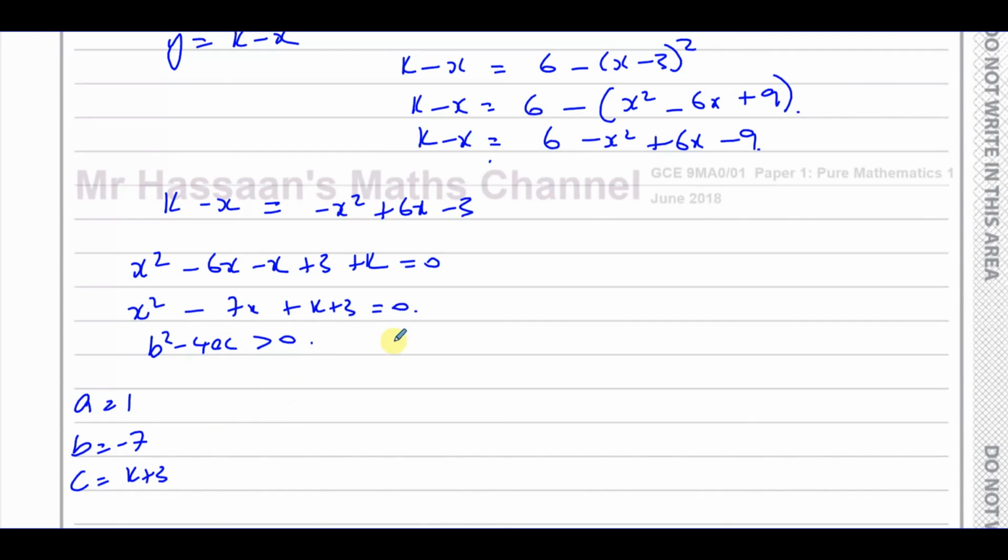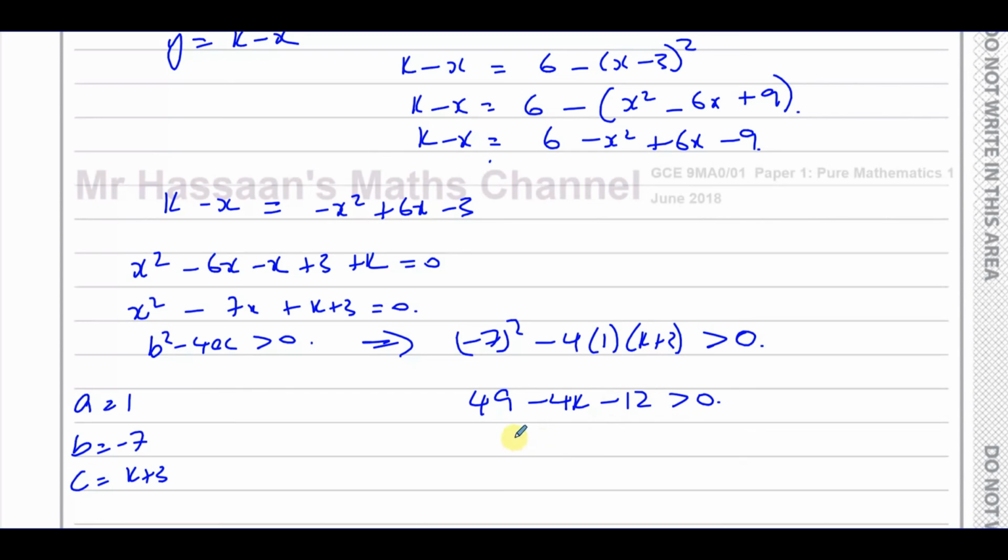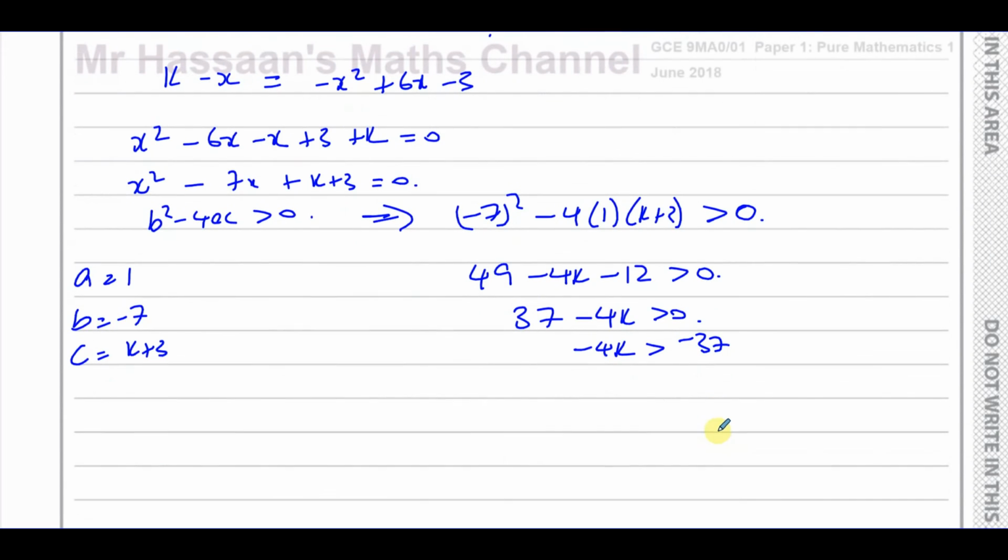So we have b squared minus 4ac is greater than 0. B is minus 7, so you have minus 7 squared minus 4 times 1 times k plus 3 has to be greater than 0. So you have 49 minus 4k, and minus 4 times plus 3, which is minus 12, is greater than 0. So we end up with 37 minus 4k is greater than 0. So minus 4k is greater than negative 37. Divide both sides by negative 4. The sign must change direction. So k is less than 37 over 4.